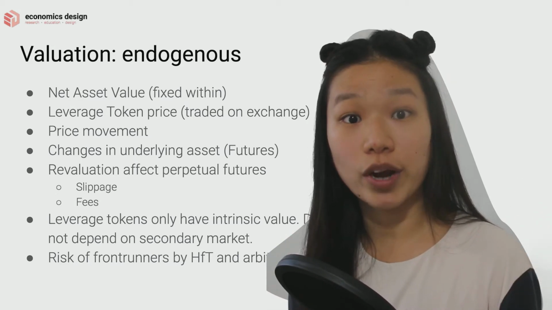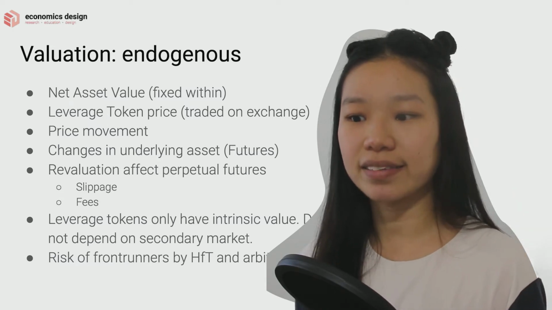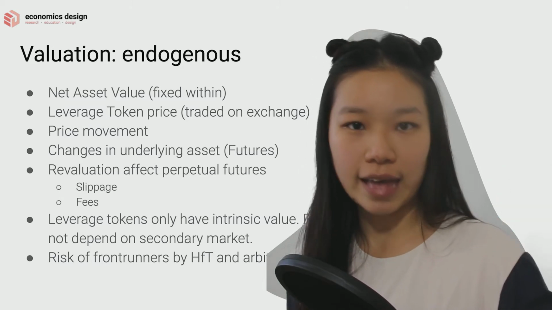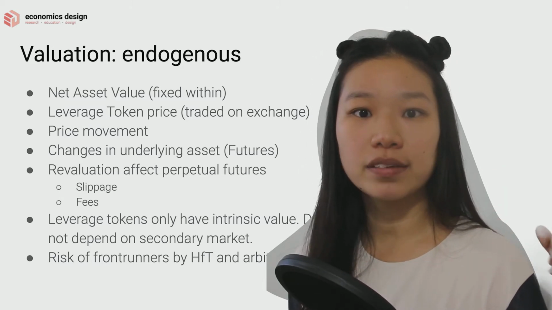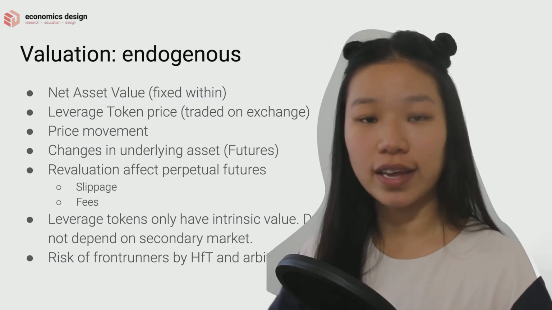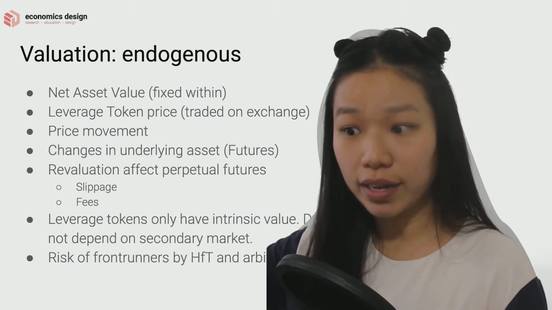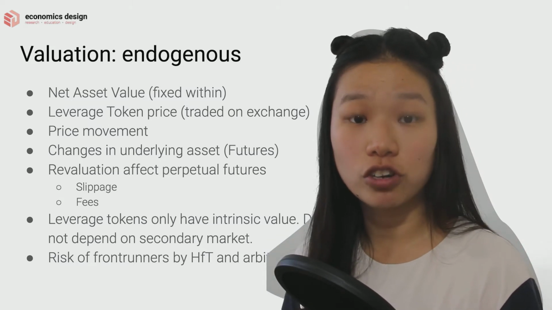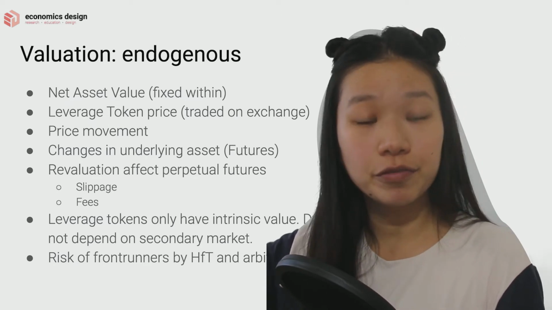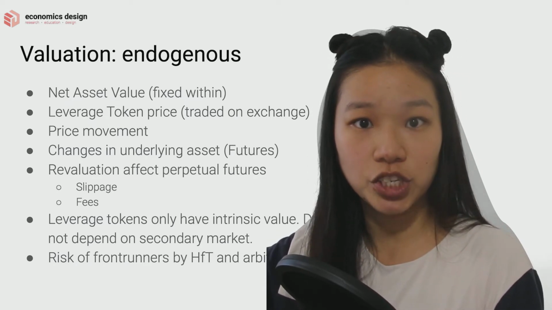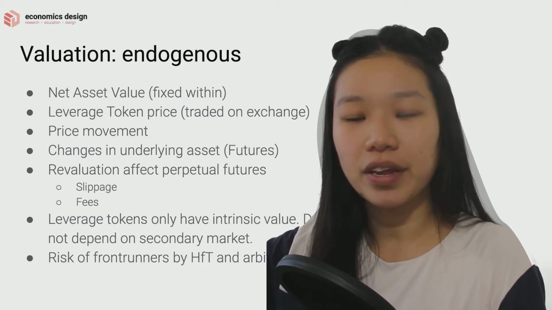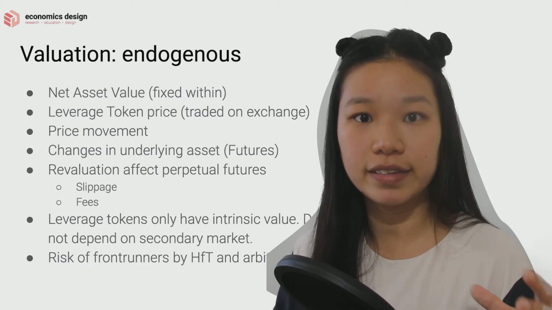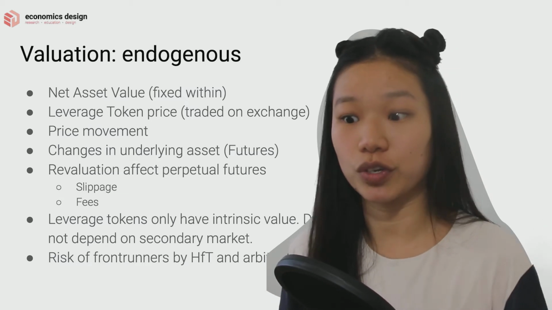Then the valuation also comes from price movement of the underlying asset. So your price movements of the spot market asset and the futures asset, because when we talk about redemption and creation of all these assets, it has a secondary effect or a much bigger impact, which is buying and selling of the futures contract. It affects the futures. The futures will have more or less supply based on your long or short position, and then it will affect the current prices as well. So there are a lot of different small parts that affect the endogenous valuation of the leverage tokens.